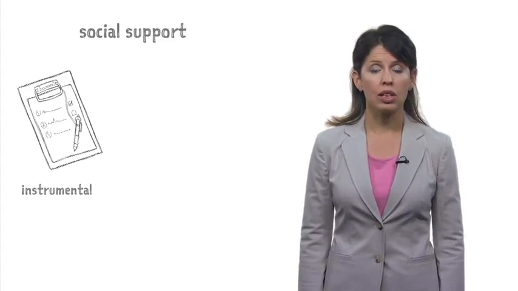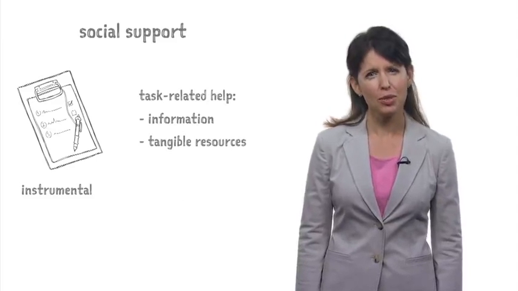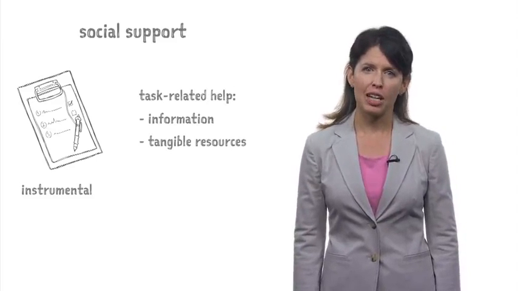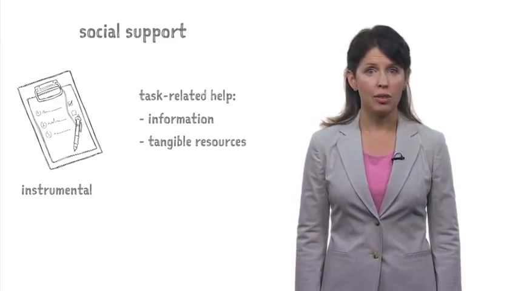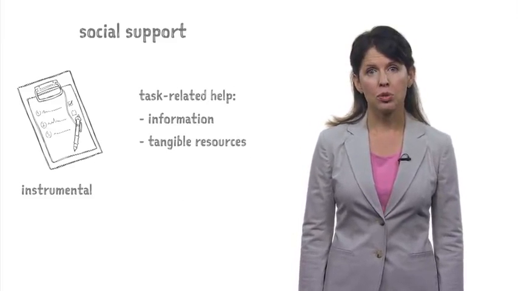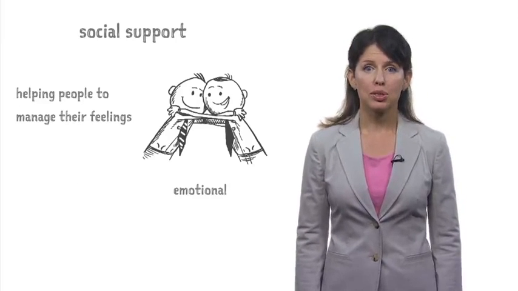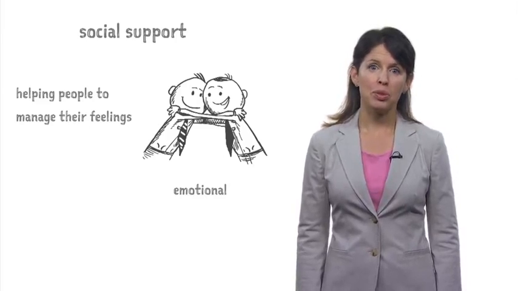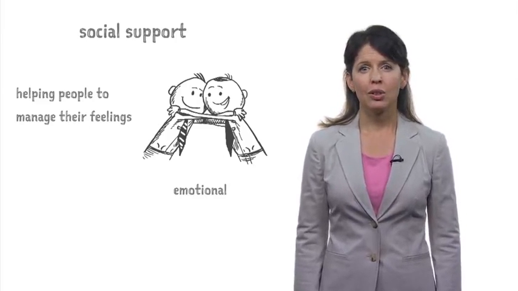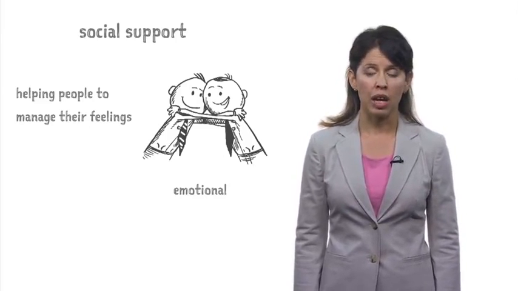A mechanism behind the positive effects of social networks on immunity and disease course is social support. Social support comes in two major forms, instrumental and emotional. Instrumental support refers to task-related help, such as getting information or providing tangible resources. Emotional support refers to helping people to manage their feelings, including making someone feel loved or valued.